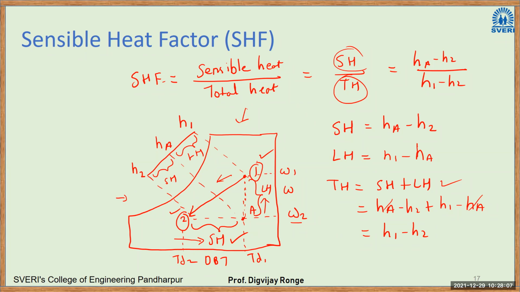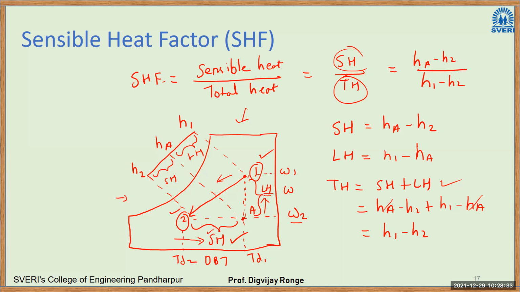So let us say we go from point one. Point one is at a somewhat higher temperature and a higher or lower humidity. Point two is somewhere there, which has a lower temperature and higher humidity. So we go from point one to point two. Now in this case, what happens? This vertical part contributes to latent heat. The horizontal part will contribute to sensible heat.